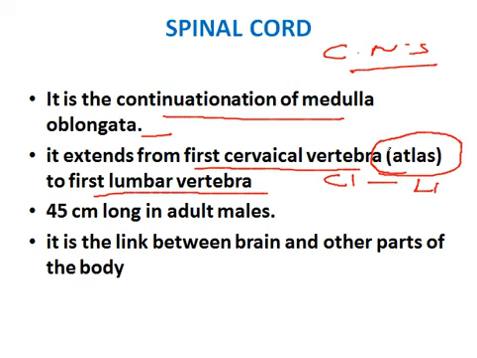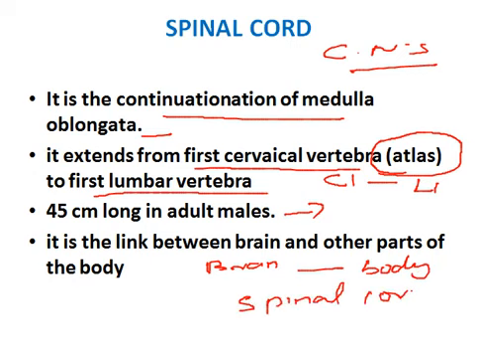What is the name of the first cervical vertebra? It's atlas, and normally the spinal cord is 45 centimeter long, and this is the link between brain and other parts of the body. So who connects the brain and other parts of the body? That is the spinal cord. So this is the link.